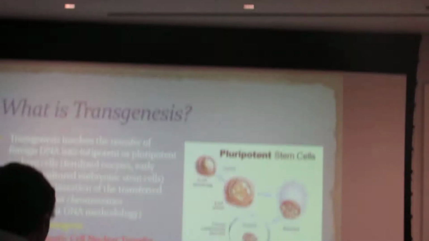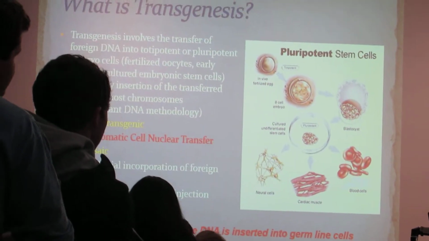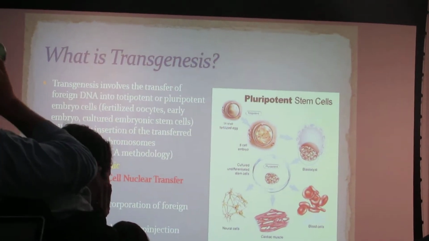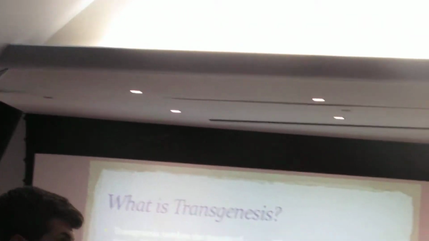And let's talk about Dolly, the sheep that was first cloned. And you need to make sure DNA is inserted into the germline cells. So basically that you can pass on the DNA to your offspring.